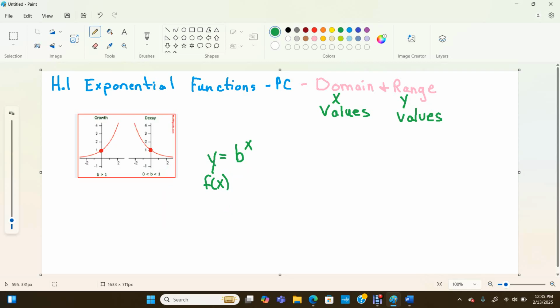The parent function will look like this. It will be y, which we also call f of x, is equal to b, which is the base, raised by some exponent. Specifically, we'll be looking for the domain and the range of these values. But first, let me show you something.